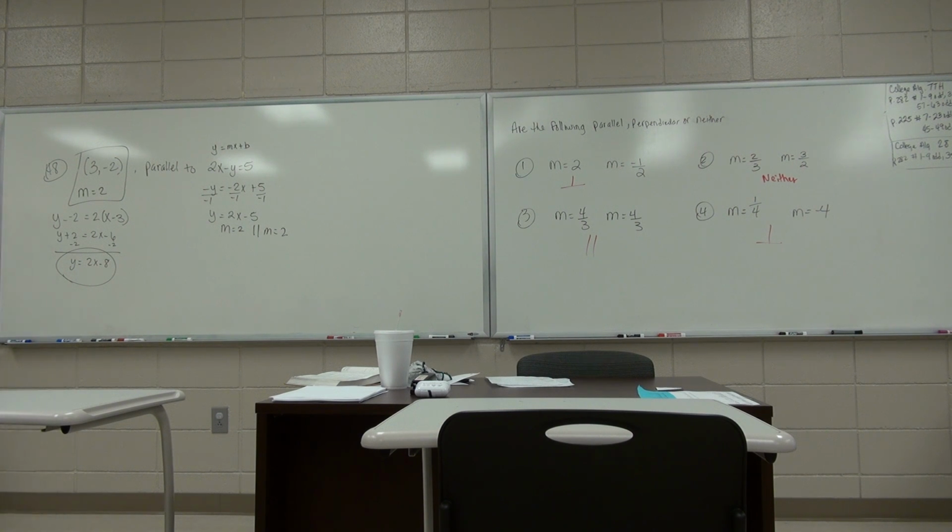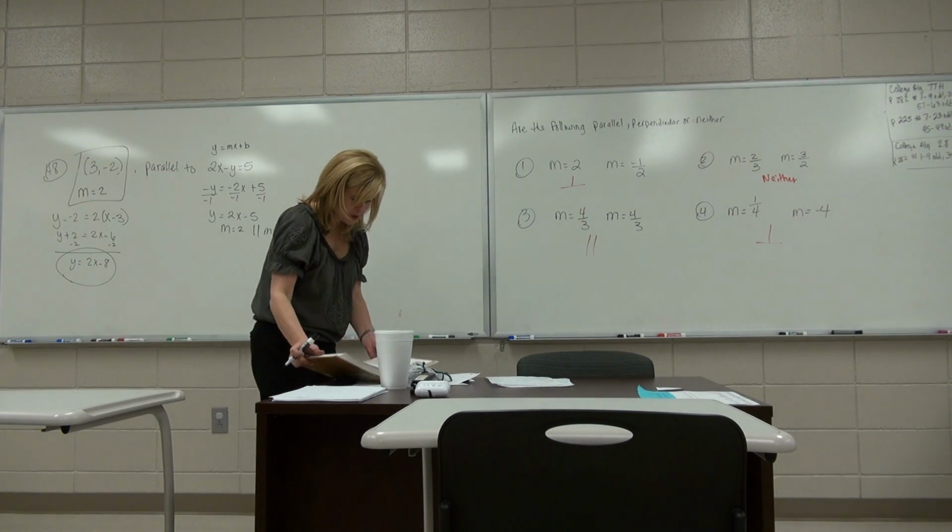Plug your point back in. Make sure you did it correctly. 2 times 3 is 6. 6 minus 8 is negative 2. So you know you have the right line. Everybody good there? Maybe?